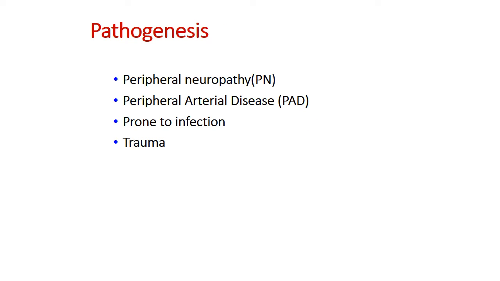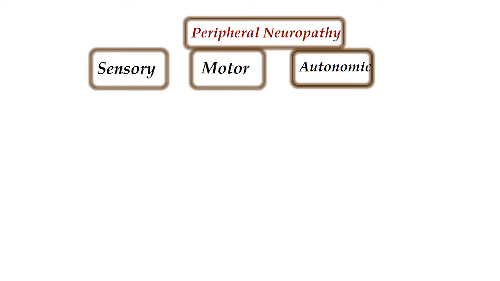Before we start talking clinically, we need to know some background for the pathogenesis of diabetic foot. There are 4 items for pathogenesis: peripheral neuropathy, peripheral arterial disease, and the diabetic patient is more prone to infection and trauma.